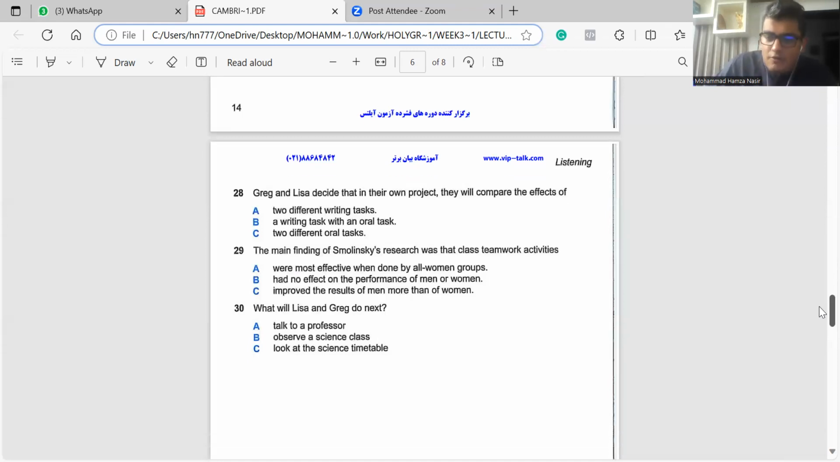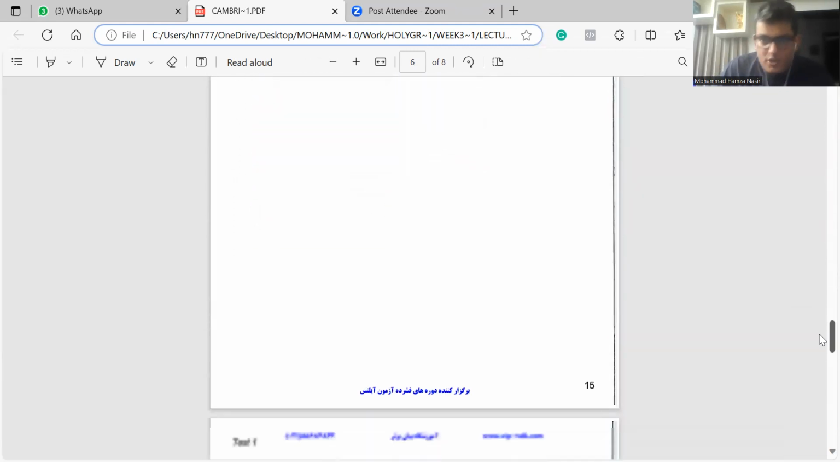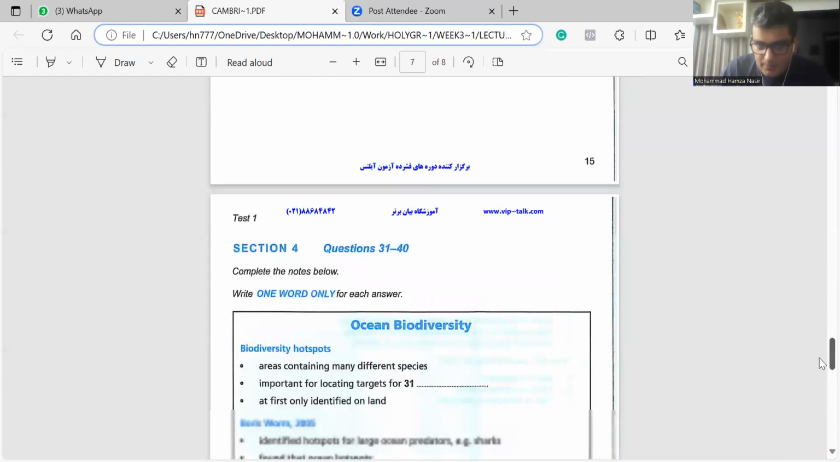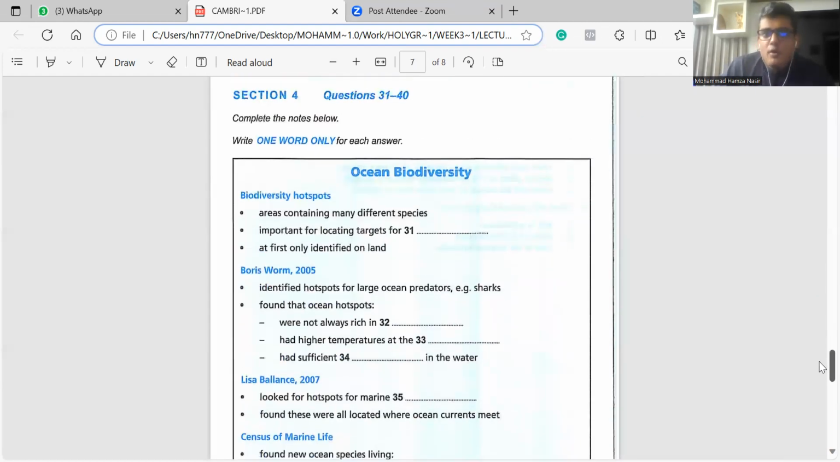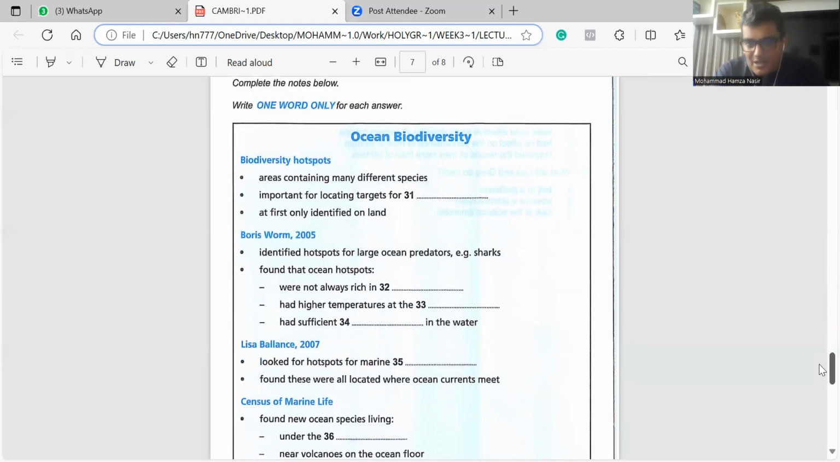So you always use that time very wisely to acquaint yourself with the questions before the recording begins. Then section 4 is an academic section, which involves only one speaker. So first of all, we look at our instructions. The instruction is clearly write one word only. Then we go for our heading. What is this whole section talking about? It's on the topic of ocean biodiversity. Our very first subheading is going to be biodiversity hotspots.